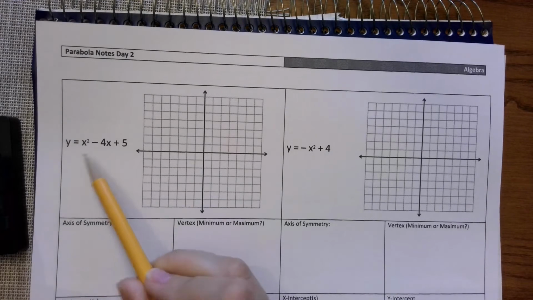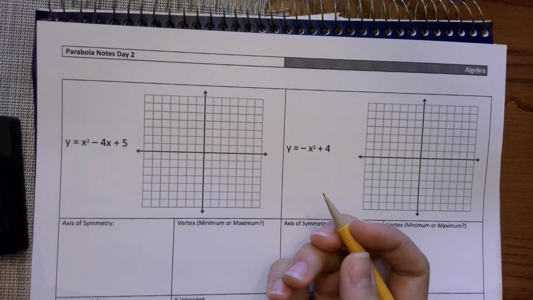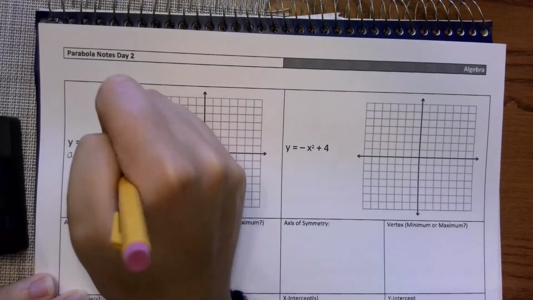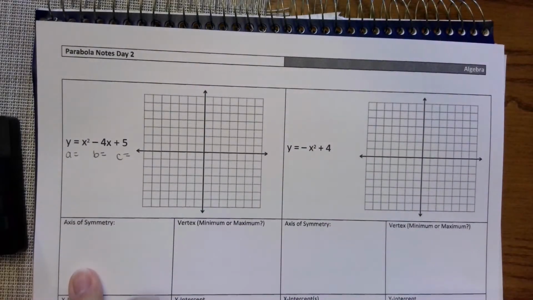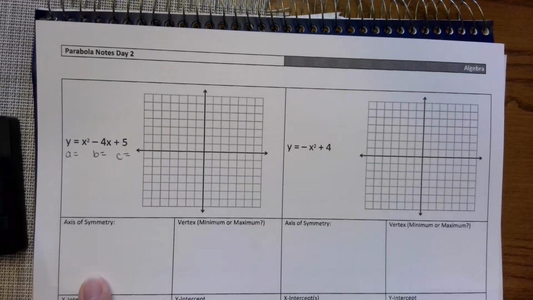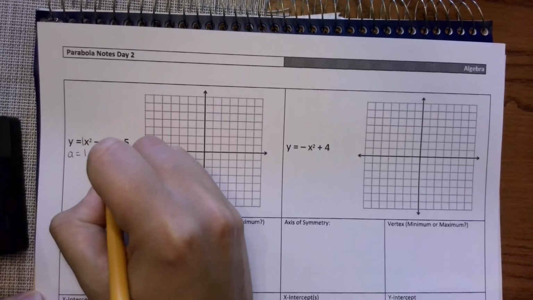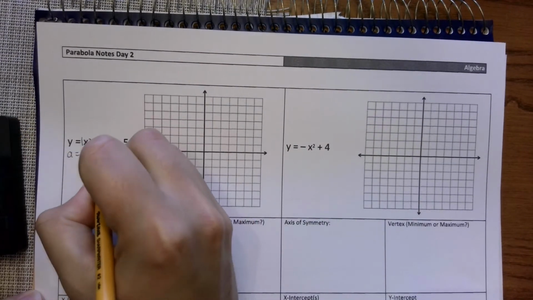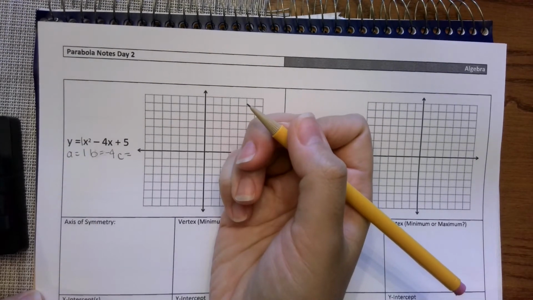So for our first parabola here, we have y equals x squared minus 4x plus 5. The first thing that I like to do is identify my a, b, and c value, since I need both a and b when I'm finding the vertex, the x-coordinate of the vertex, and the axis of symmetry. So my a value here, in front of this x squared, is really 1. My b value is negative 4, and my c value is 5.